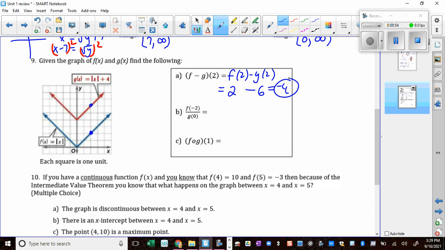All right, over here, I'm just doing division. F of negative 2 divided by G of 0. So F of negative 2 is negative 2. G of 0 is right here, so that would be 1, 2, 3, 4. So my answer is negative 1/2. Now here, this is F of G of 1. So G of 1 would be right here, so that's 1, 2, 3, 4, 5. So that means that I have F of 5 to do. And we look at the graph, F of 5 is right here, and the answer is 5.